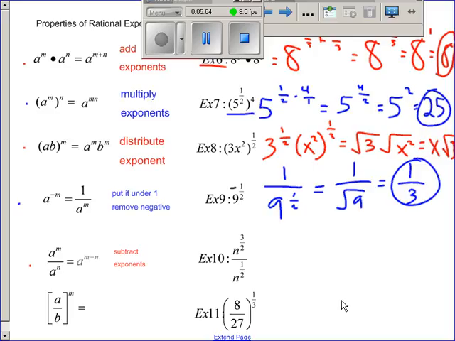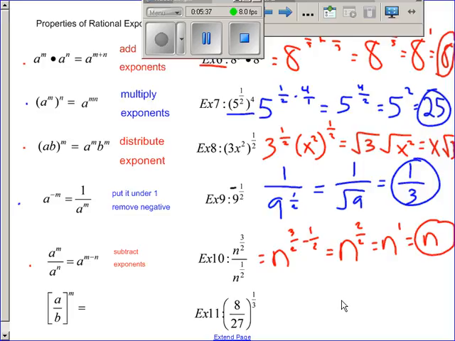So for example 10, we have n to the 3/2 divided by n to the 1/2. We can rewrite that as n to the 3/2 minus 1/2. 3/2 minus 1/2 gives us 2 over 2. And again, just like in the first example, when we have the same thing on the top and bottom, that means it's to the first power, which means we just have n as our answer.